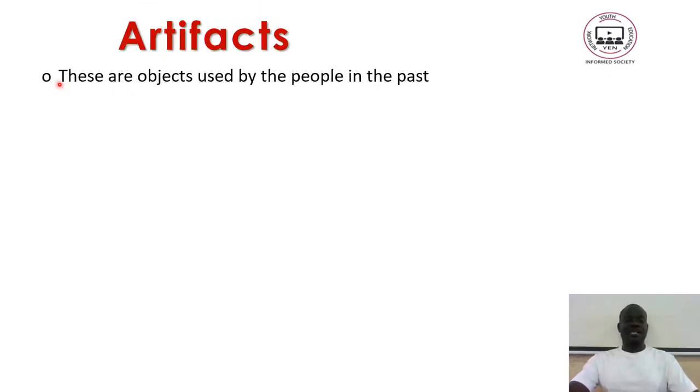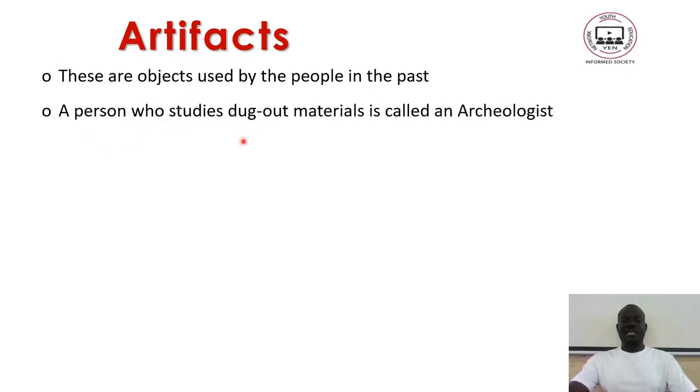We have talked of the artifacts and the fossils. So what are artifacts? Artifacts are objects used by people in the past. A person who studies the dug out materials is called an archaeologist. Remember, we are looking at the archaeological sources. So the people who dig out the artifacts are called archaeologists. Archaeologists are the ones who study archaeology.